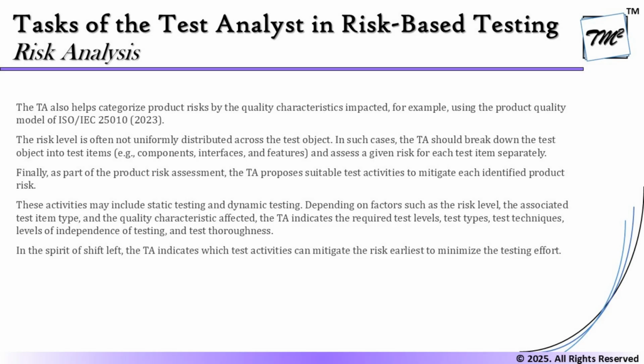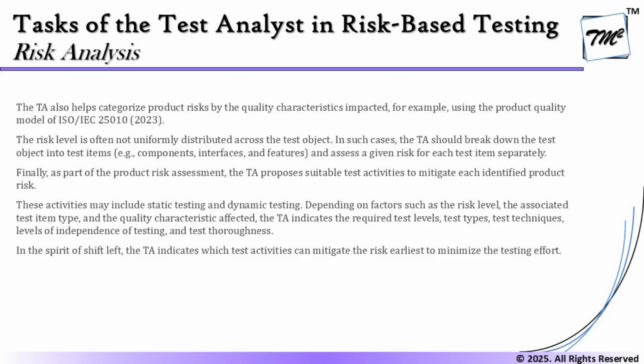Also, as part of the product risk assessment, a test analyst proposes suitable test activities to mitigate each identified product risk. In simple words, if you remember from the foundation, as part of risk assessment itself, we propose the recommended solution. Many people are confused: isn't mitigation the place where we write the solutions? No, you only implement; that means you run. For example, here you can propose which test level you want to use to mitigate that risk, or which test technique you should use. In mitigation, you will do that. So as part of assessment, we propose the solution.